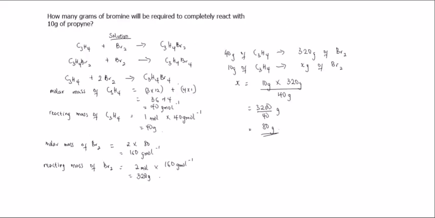So with this, we've come to the end of the solution of the question, and we've gotten the mass of bromine that will be required to completely react with 10 grams of propyne to be 80 grams. That will be serving as the final answer.